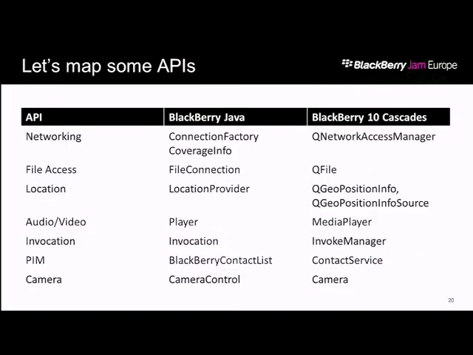So let's look at some of the mappings of the APIs I mentioned. We're working on the porting guide right now. We've released an introductory blog post with this table, and we're going to be building on that. But your first step would be to map some of the classes and look at your networking APIs. If you're using network, try to map that to Cascades. Same for file access, location, and PIM, and other components. So that's the easy part.